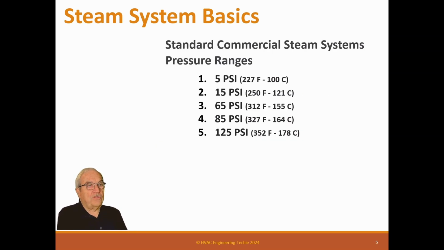So standard commercial steam system pressure ranges are 5 psi, which is 227 degrees, 15 psi, which is 250 degrees, 65 psi, which is 312 degrees, and 85 psi, which is 327, and 125 psi, which is 352. Now, there's nothing sacred about those numbers. You can set the boiler to produce any pressure you want, but these are just the normal ones. 5 is low. They actually can go as low as 1, and you can go above 125, but only if your steam system is designed with the right pressure piping. So if you go up to 250, you got to have 300-pound fittings and pipe.